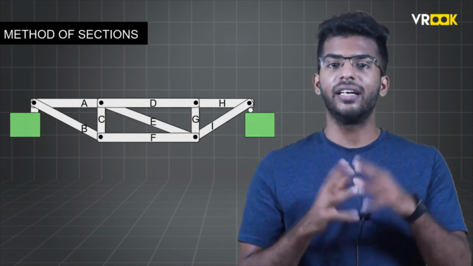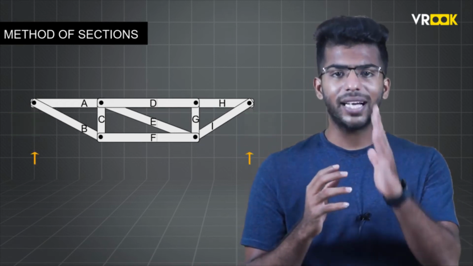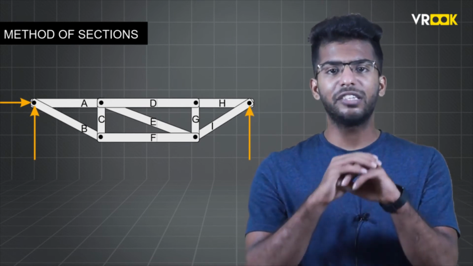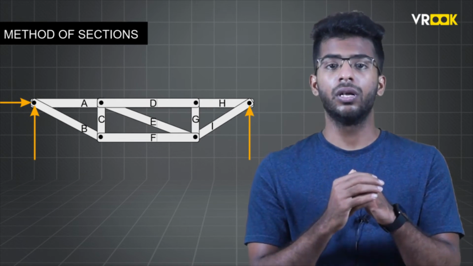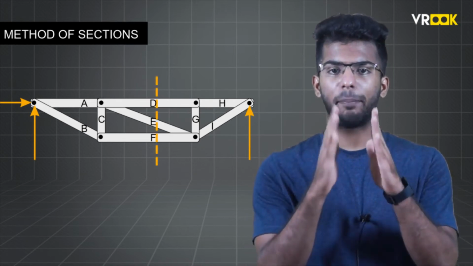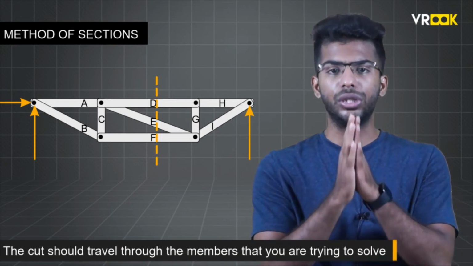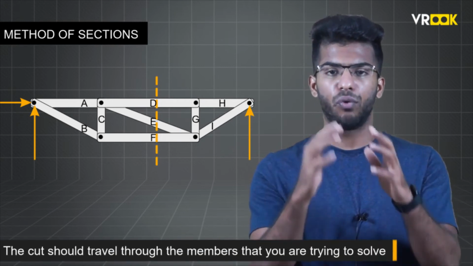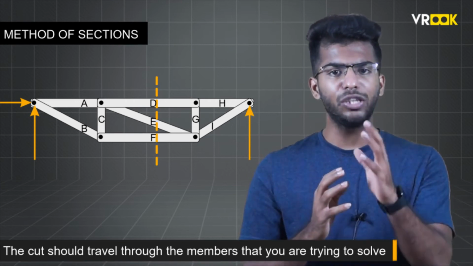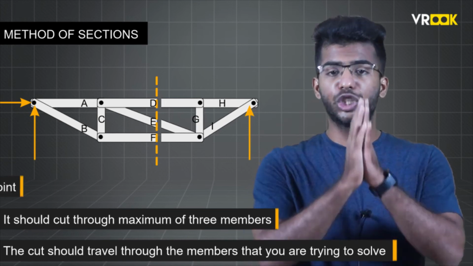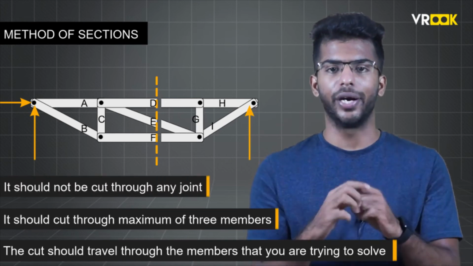We need to find the reaction forces by considering the entire truss as a rigid body without any internal members. Next, you will imagine cutting your truss into 2 separate sections. The cut should travel through the members that you are trying to solve for the forces. It should cut through a maximum of 3 members, and it should not cut through any joint.